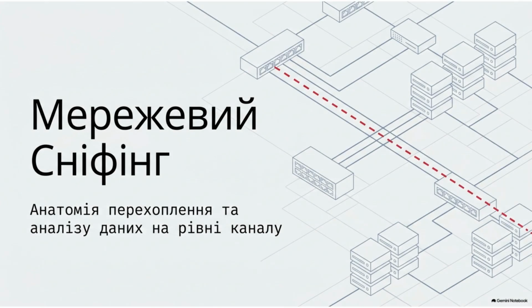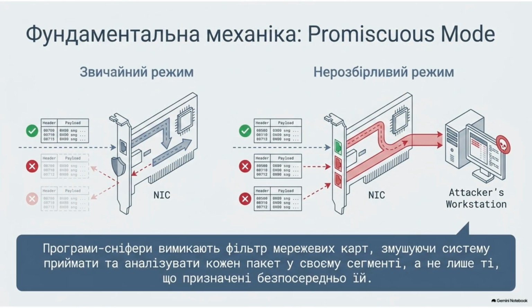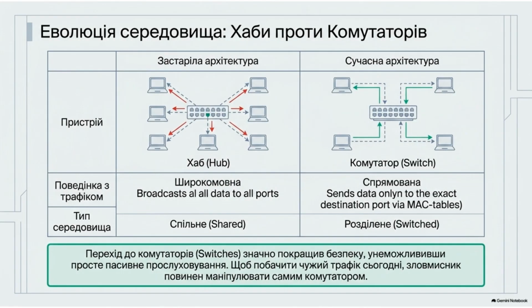Welcome to this video on network sniffing, where we will explore the anatomy of data interception and analysis at the data link layer. At its core, sniffing relies on the network interface card's promiscuous mode. By disabling hardware filters, a sniffer forces the system to process every packet within its segment, not just those intended for it.